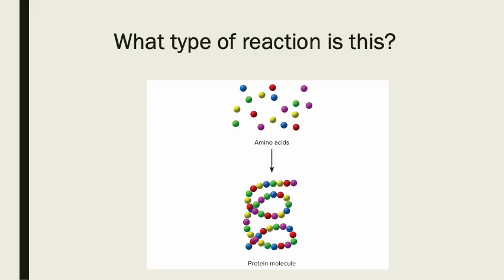So since we talked about the three different types of reactions, from this picture, what do you think is occurring? Like, what type of reaction would this be? You have these single amino acids, and then you have this chain of a protein molecule. So you start with single things, and then you have them connected together. So this would obviously be a synthesis reaction because we're starting smaller and building up to bigger.